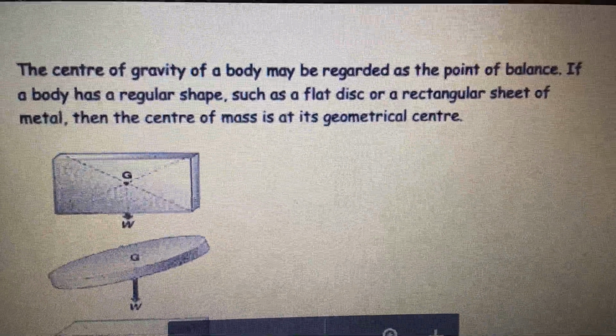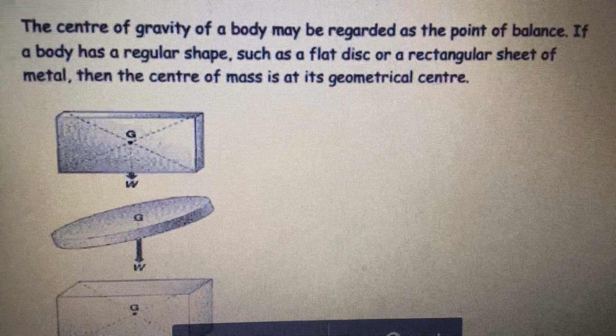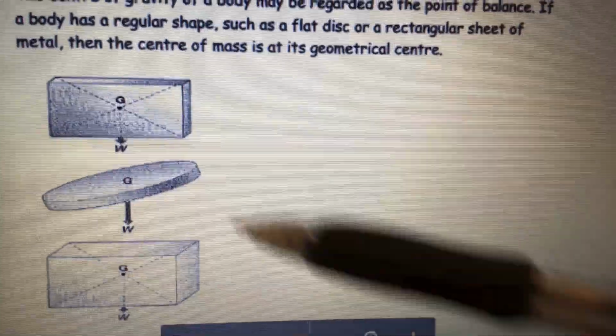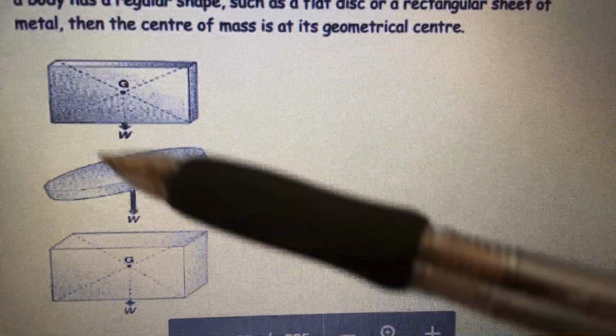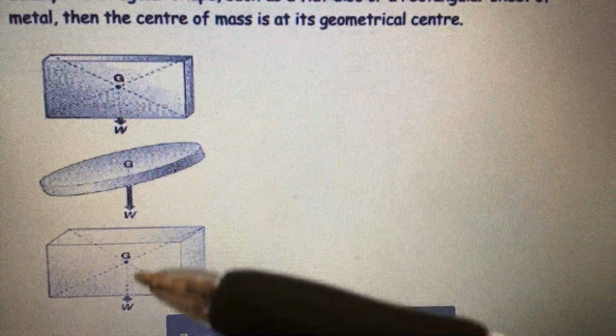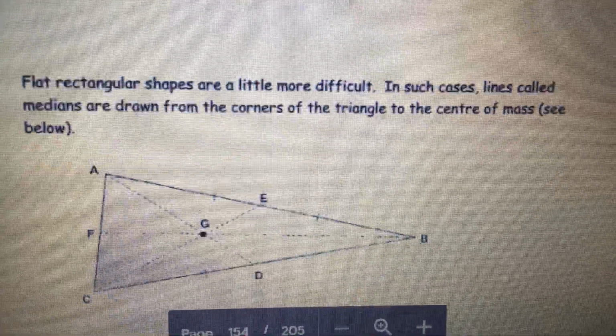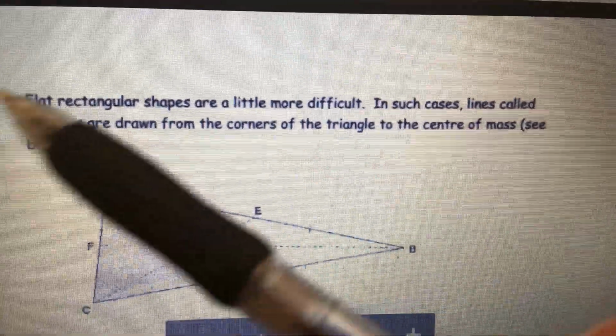If a body has a regular shape, such as a flat disc or a rectangular sheet of metal, then the centre of mass is always at its geometrical centre. You'll see the letter G represents the centre of gravity or centre of mass of each object, always at the geometrical centre. And then you can also always draw a downwards arrow to indicate that that is where the weight acts on the object.